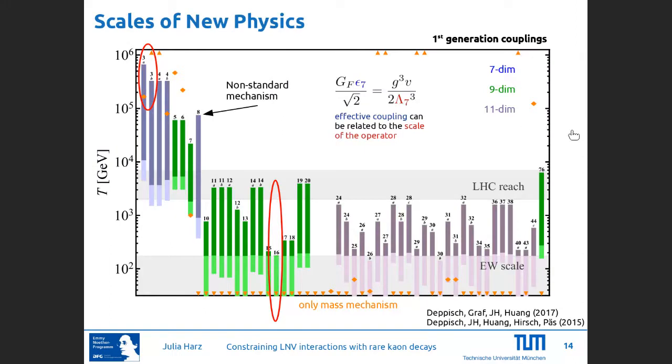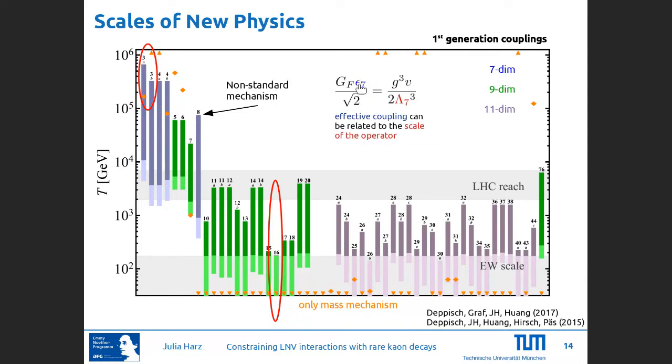And then what we see is the following picture. So we concentrate now only on the upper bar of this graphic. So here you see simply different operators. So here in blue or purple are the 7-dimensional ones, in green the 9-dimensional one, and in magenta or purple the 11-dimensional one. And what we concentrate now is only here the upper bar. So this is, so to say, if we assume only for the 7-dimensional or 9-dimensional the non-standard mechanism. This is if we would now observe neutrinoless double beta decay, the new physics scale that we get.